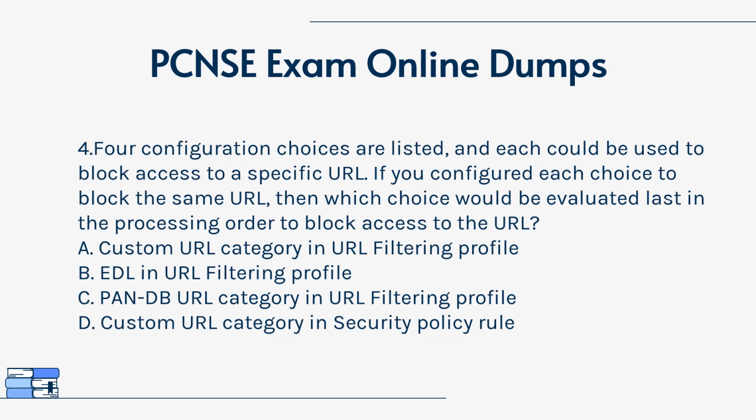4. Four configuration choices are listed, and each could be used to block access to a specific URL. If you configured each choice to block the same URL, then which choice would be evaluated last in the processing order to block access to the URL? A. Custom URL category in URL filtering profile. B. EDL in URL filtering profile. C. PAN-DB URL category in URL filtering profile. D. Custom URL category in security policy rule.